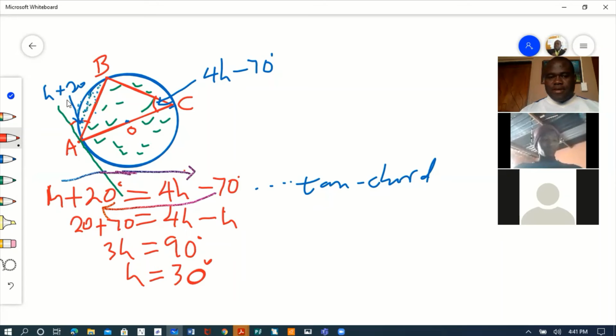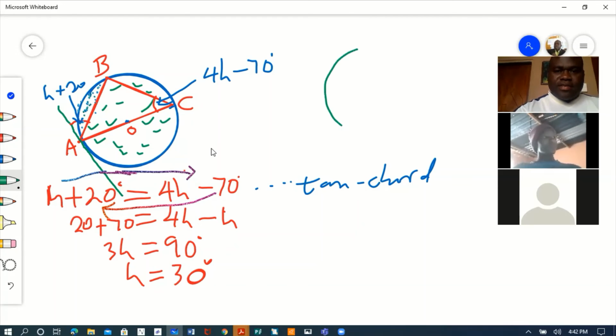Sir, if an angle is between a chord and a tangent, then we'll have to use the reason of tan chord. But if it's on the chord, then we'll have to use the reason of alternating angles on the same segment. Let me clarify your point here.